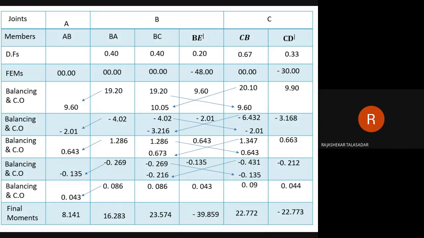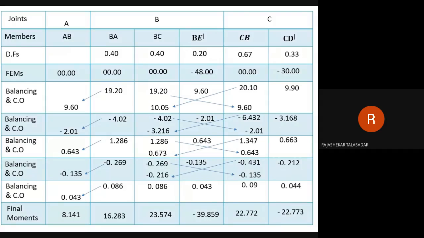Coming to this joint, 0 and minus 30. So the unbalanced moment is minus 30, and the balancing moment will be plus 30. Plus 30 into 0.67, you will get 20.1. Plus 30 into 0.33, you will get plus 9.9. This is the balancing step. Next, you need to carry over.